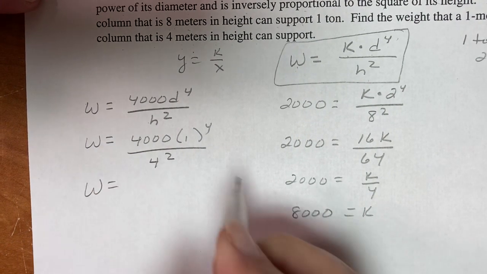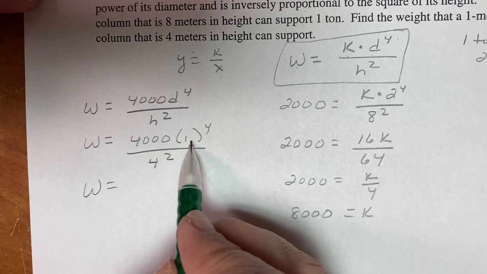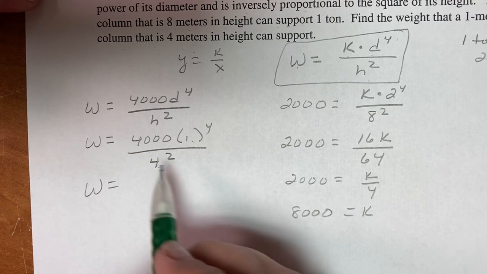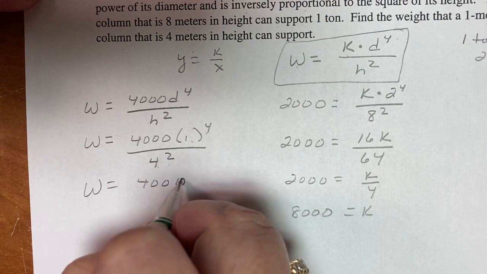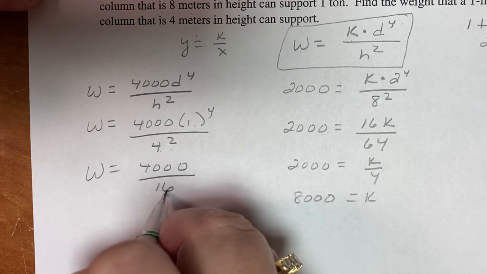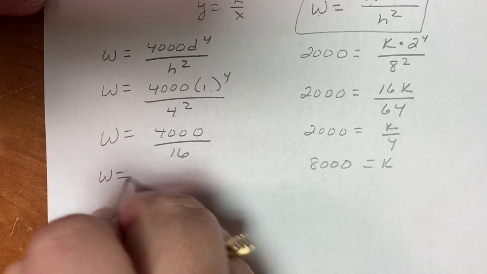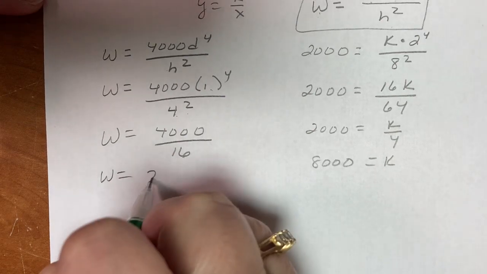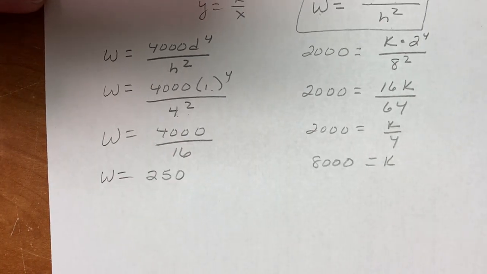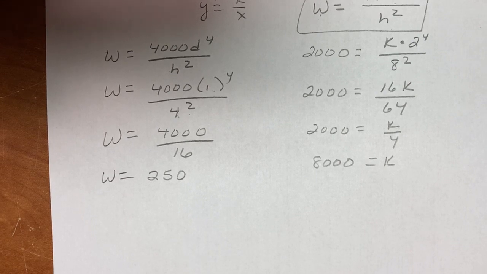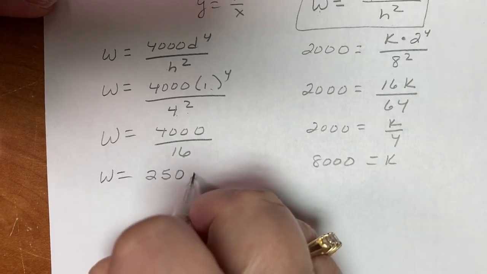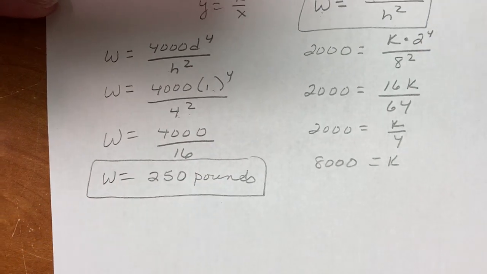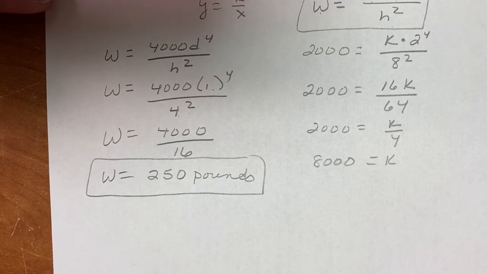So if I have a column that's just 1 meter in diameter, so it's smaller, and 4 meters high, how much weight can that support? You can see that in construction, this would be pretty important to be able to figure out. So it's 4,000 over 16. I use my trusty dusty calculator. I get 250. 250 what? What did I look for? I looked for weight. So it's 250 pounds. That was another good reason to change it from tons to pounds, so we didn't have to work with fractions. And that is the end of chapter 8.